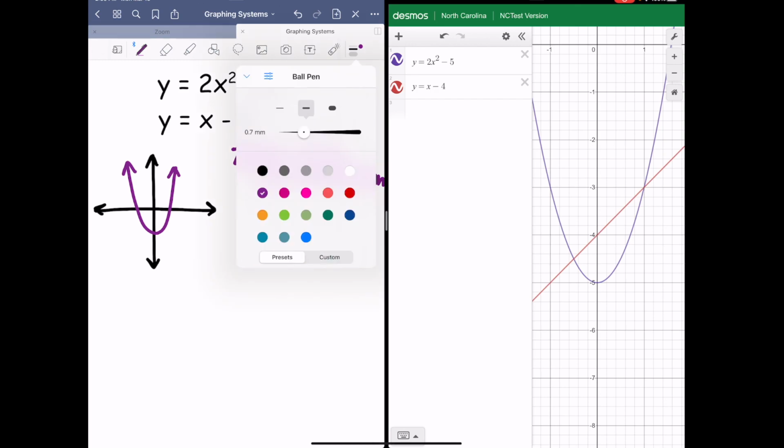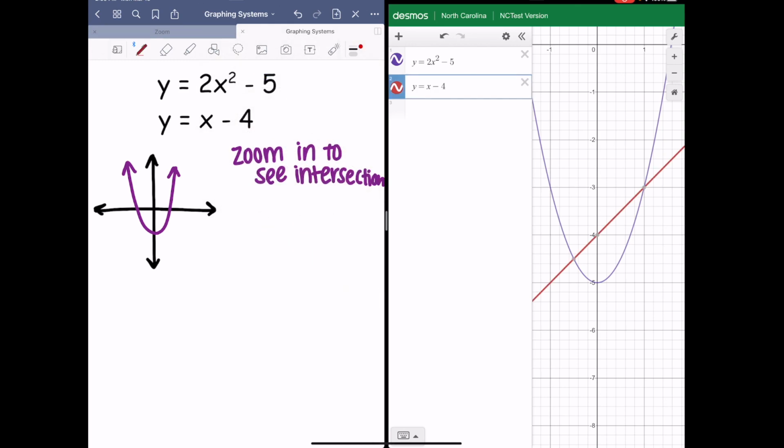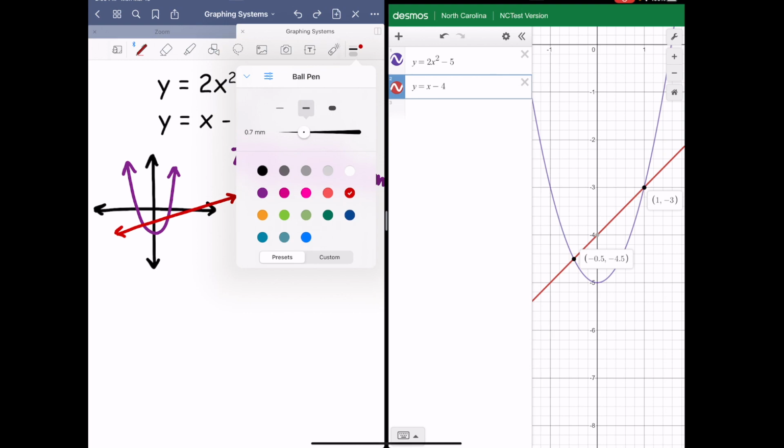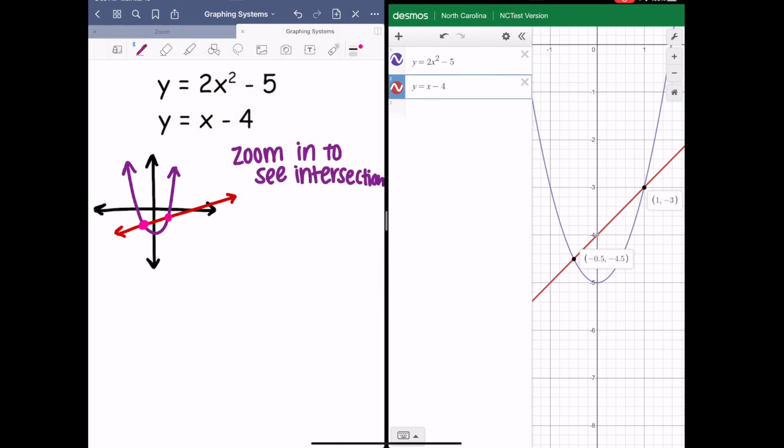Okay, so we can click on those intersection points and see what those intersections are. So this red line goes through something kind of like that, and we want to look for those intersection points. Okay, so we got a point here, and we got a point here. Those 2 points are negative 0.5, negative 4.5. So that's 1 point. And the other point is 1, negative 3. So this has 2 solutions.